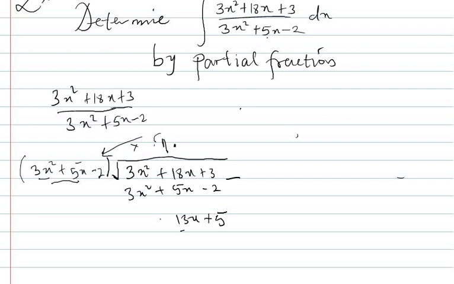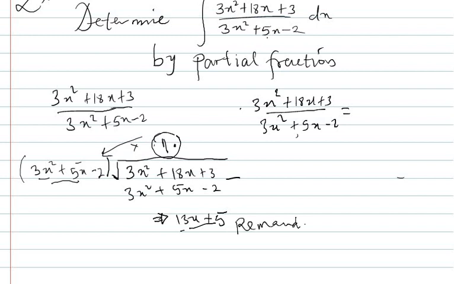So since we have this, we can say the whole expression, (3x squared plus 18x plus 3) all over (3x squared plus 5x minus 2), should be equal to what you have here. Here is our remainder, and here is our divisor.